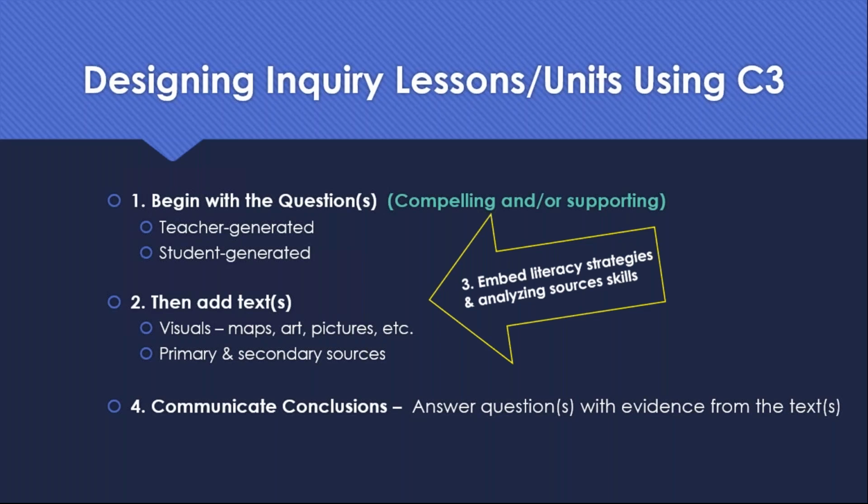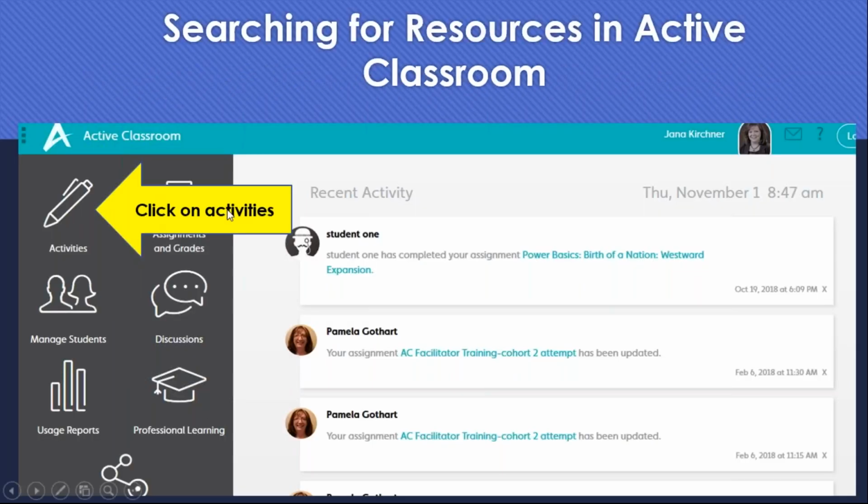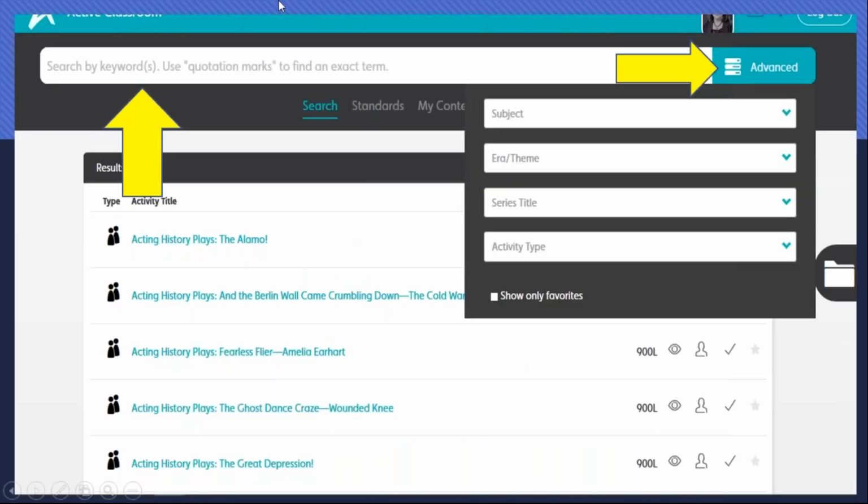So how do I find all these things in Active Classroom? Those of you that are Active Classroom users, you click on Activities. I'm just going to screenshot through this. You can search by keyword and type a topic, or it's even easier to use the advanced toolbar and you can search by subject. So you could search for geography, US history, world history.